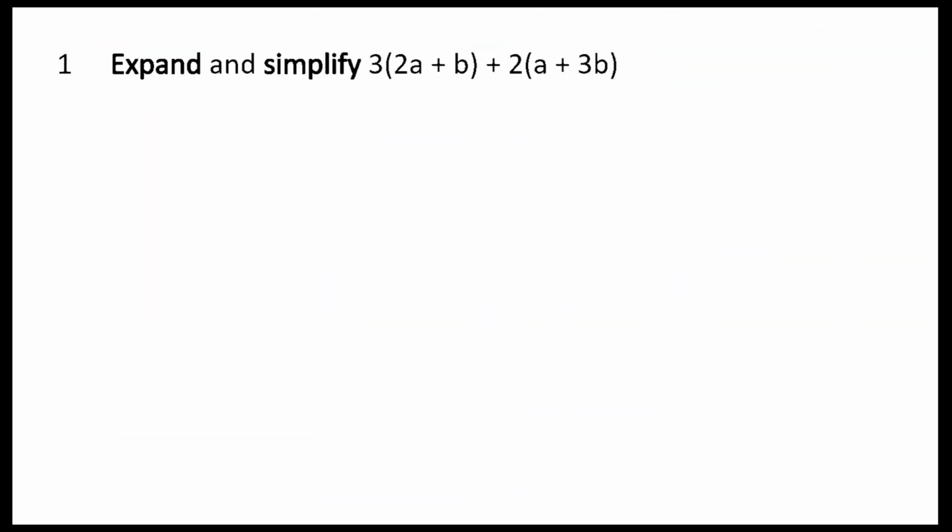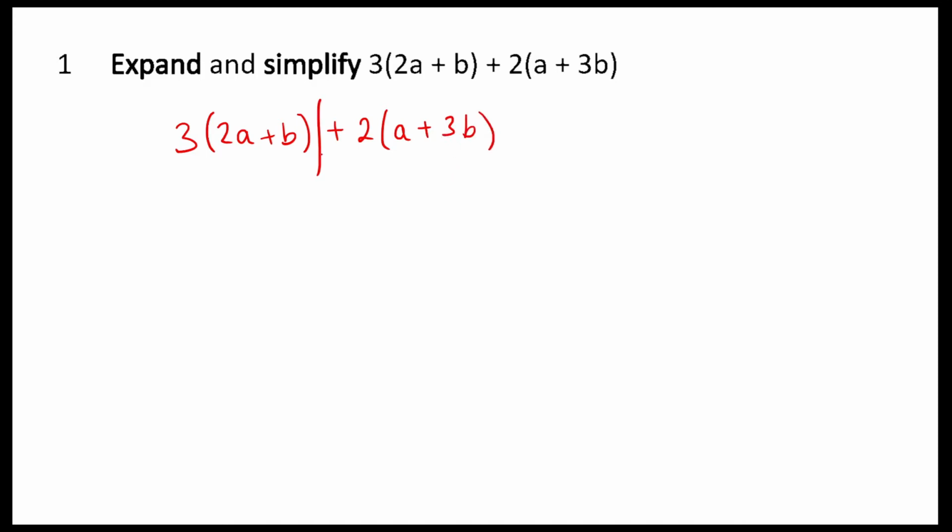The first style of question will always be an expand and simplify. So there's two things that you need to be able to do here. The first thing is expand a bracket, and secondly is collecting like terms at the end to simplify your answer. So for our question, we're asked to expand and simplify three lots of 2a plus b plus two lots of a plus 3b.